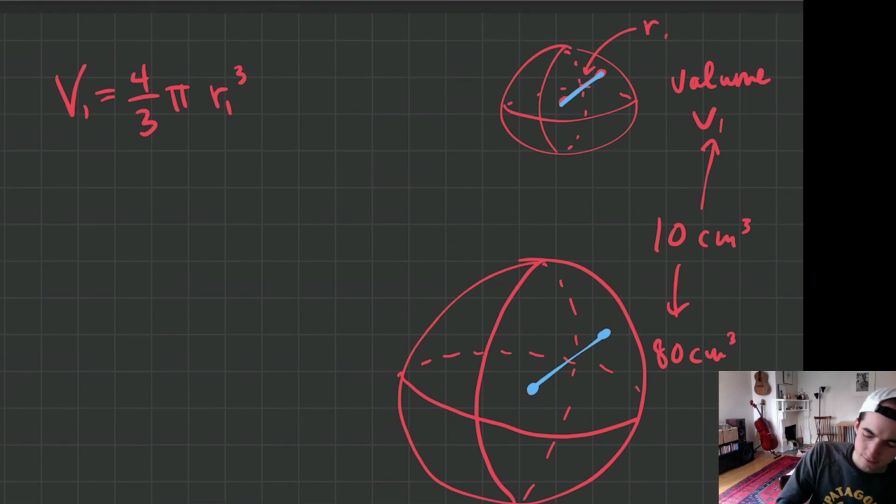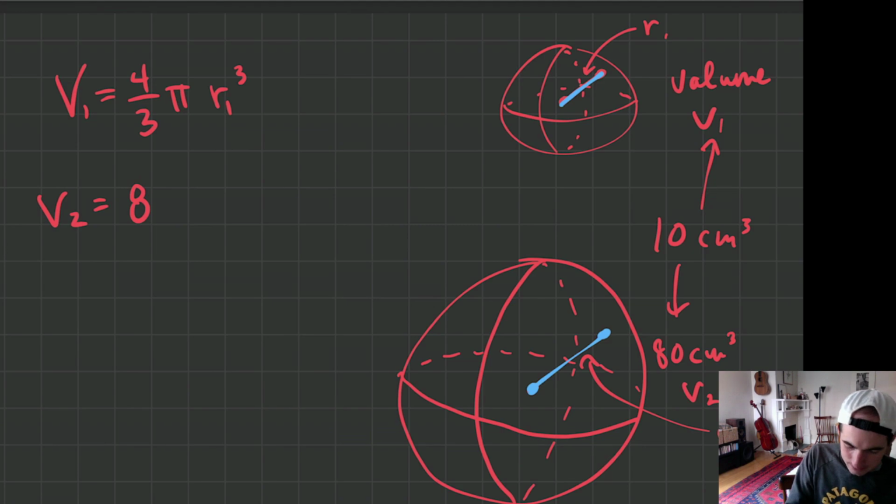Well, let's get to the bottom of it. Let's say V2, my second volume, and this over here would be R2. My second volume is going to be 8 times the size of my first volume. It's going to be 8V1.